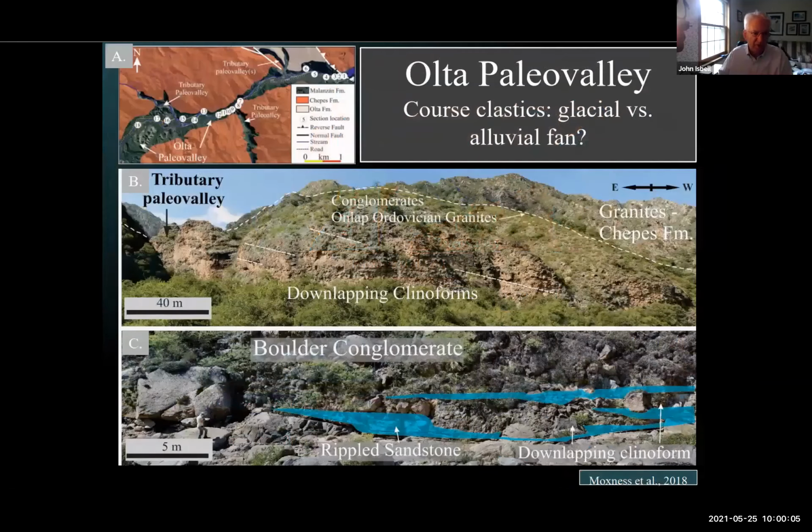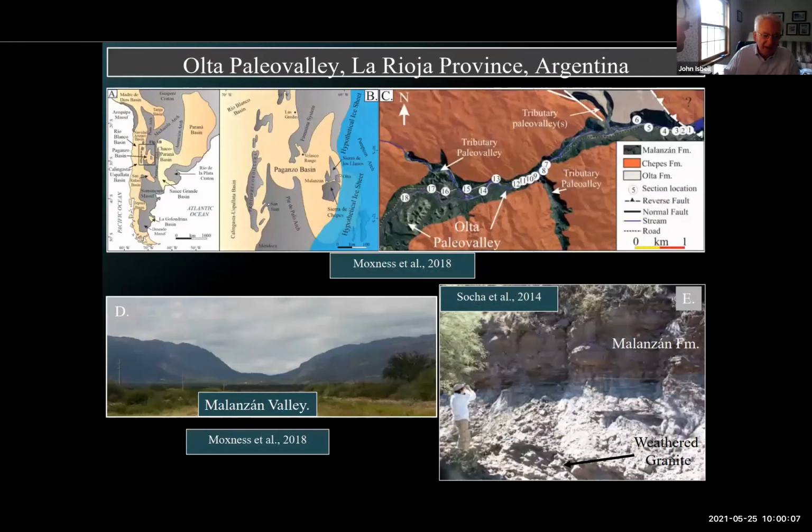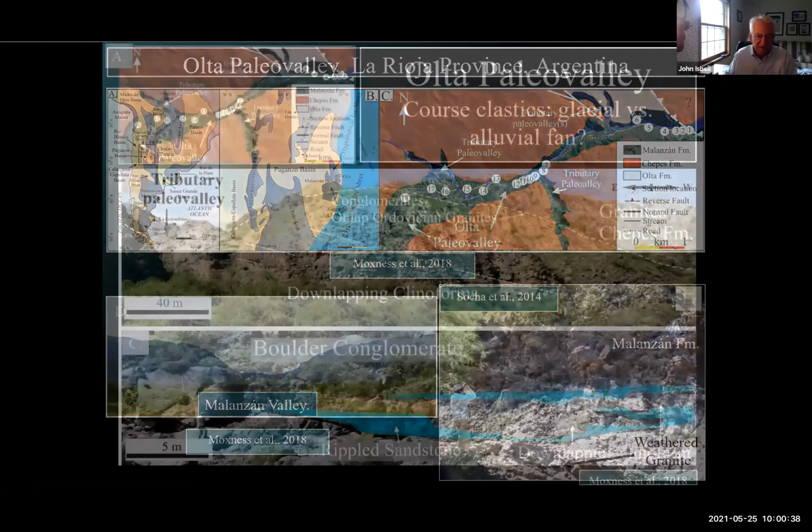But when we go in and look at that particular valley, what we do see is that it does have a characteristic U-shape. However, the U-shape is not cut on basement, it's cut on top of Pennsylvanian and Permian strata. When we look at basement where it's exposed within the valley, as shown in this diagram from Socha and others, what we find is a deeply weathered granite rather than a polished, grooved, striated surface for the basement, and it's overlain by this Malanzán formation.